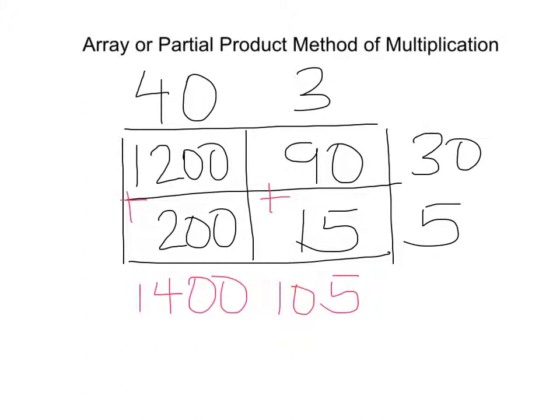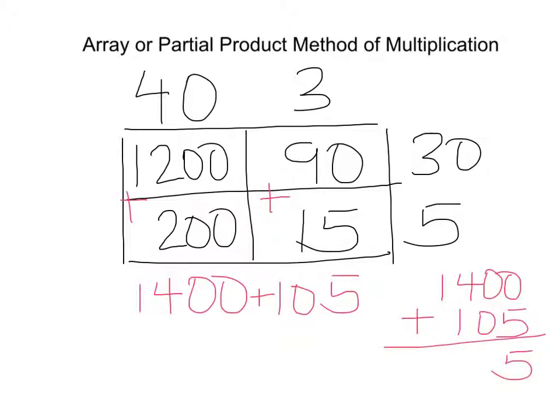And then you can add up the 2 numbers horizontally. If it helps you, write them out vertically on the side, like this. And once you've added it all up, the answer is 1,505.